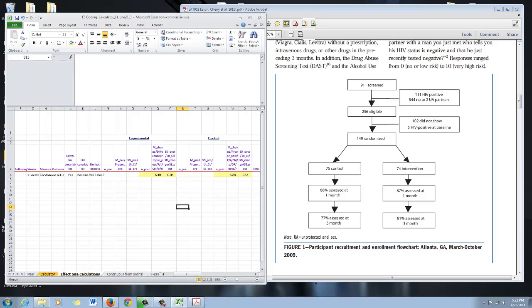So we're going to click back over here, and we're looking at the 1 month data. So this is the experimental group. So this is this row right here. These numbers are going to tell you the experimental group data. So we're going to calculate the sample size at 1 month. We're going to multiply 74 times 0.87, which is the percentage of people followed up for the 1 month. And for the control, it's going to be 75 times 0.88, 88% of people who were followed up for the control group.